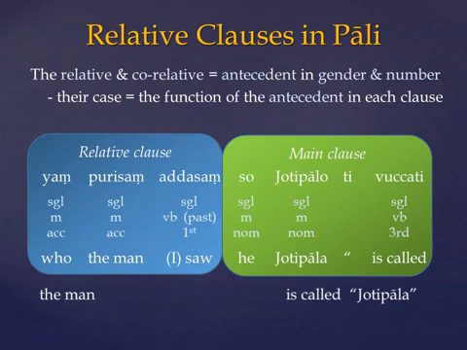But in the relative clause, both the relative pronoun and the antecedent noun are in accusative case, which means they will be the object of their verb. And the verb is in first-person singular, meaning I saw. So the relative clause is the man who I saw. And so altogether, the man who I saw, he is called Jyotipala.